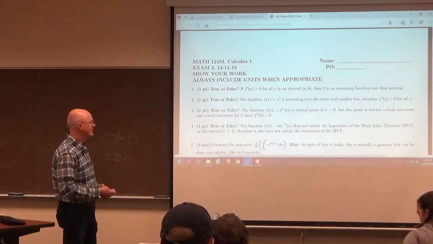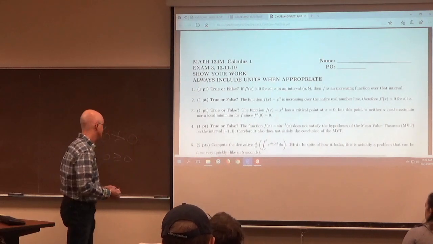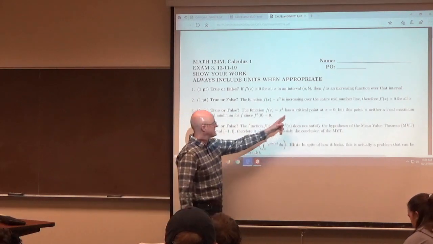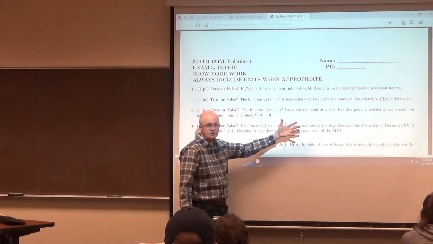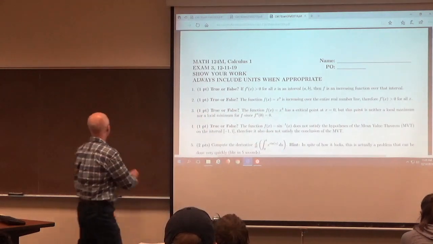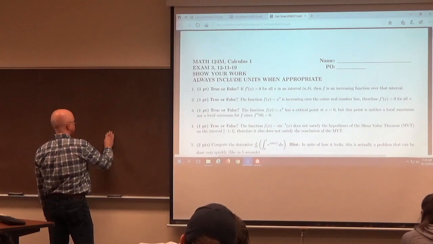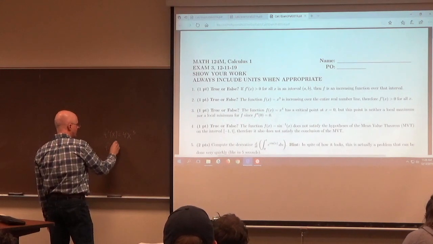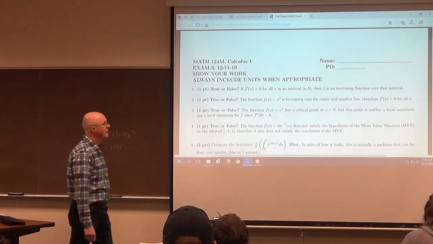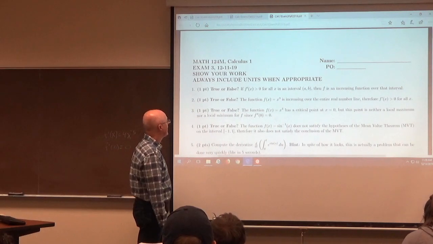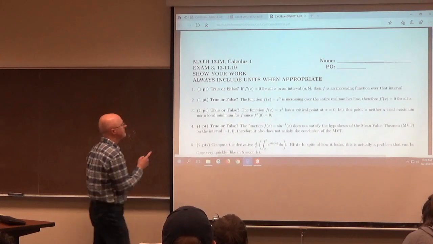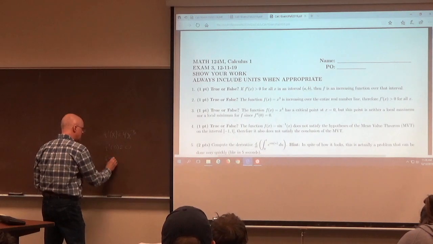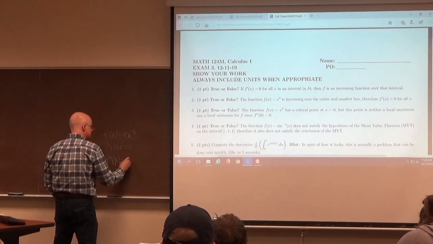Number three is also false. How does it start off? x to the fourth has a critical point at 0, and you can confirm that. That is true. f prime of x is 4x cubed, which is 0 when x is 0. So 0 is a critical point. However, there's a local min at 0, even though f double prime of 0 is 0.